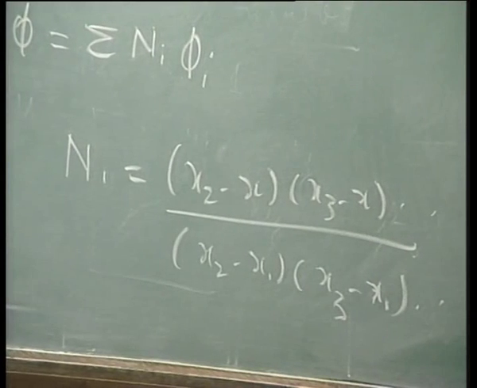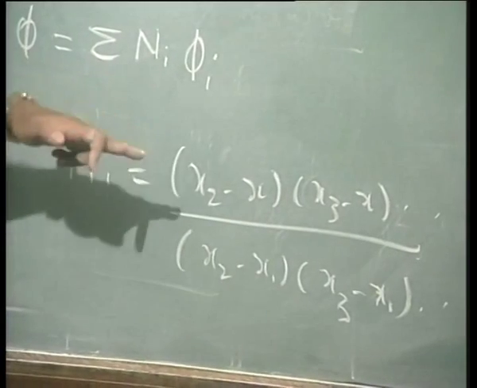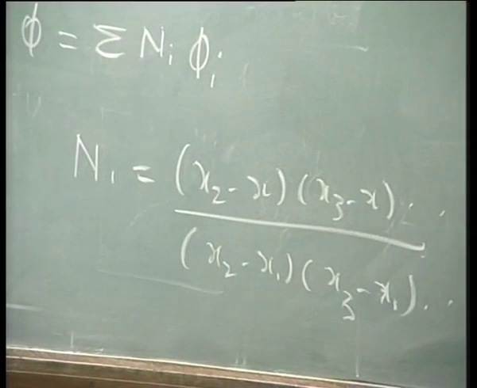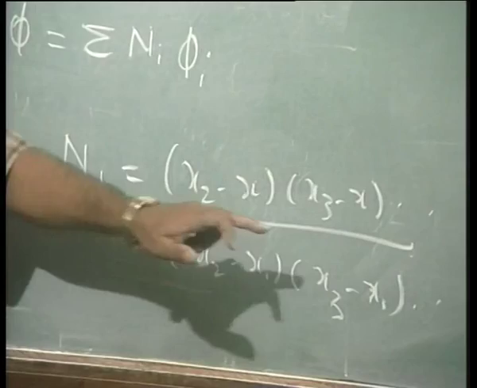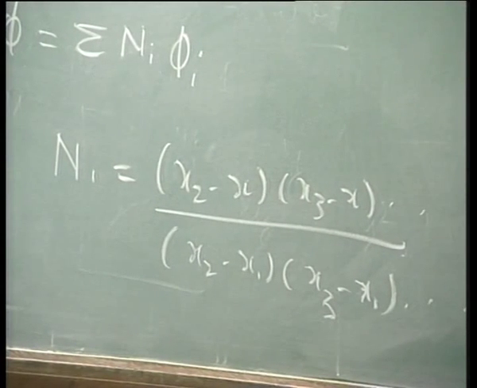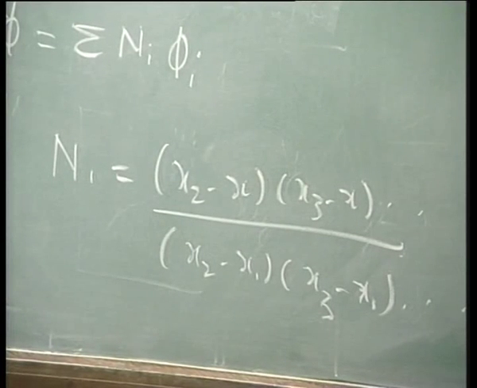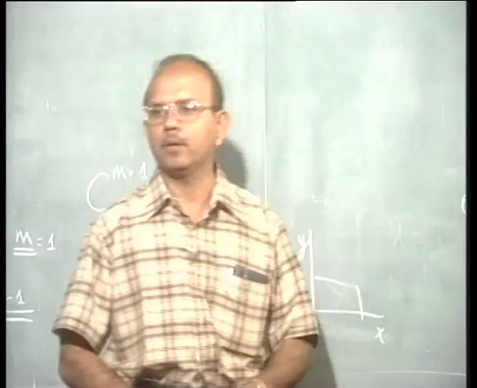So, N2 is what? x1 minus x into x3 minus x and so on, divided by, in this case, instead of x1 it will become x2. So, x1 minus x2 and so on. Is that clear? x1, yeah, right, x3 minus x2 and so on.